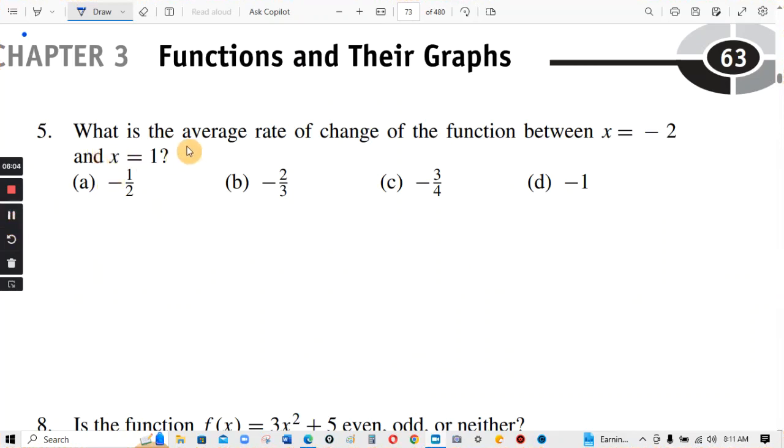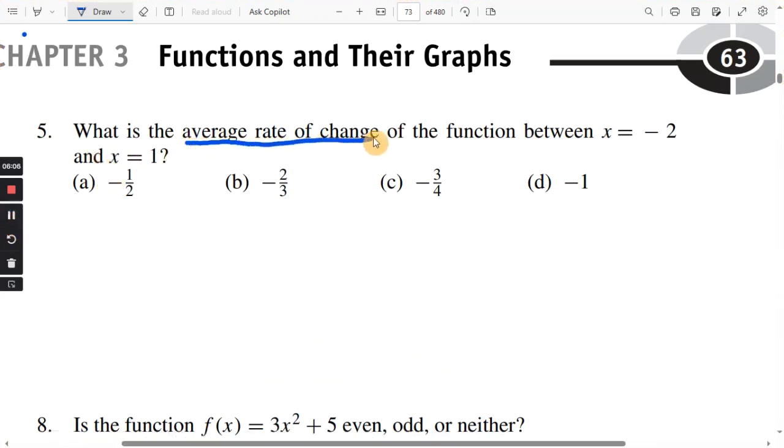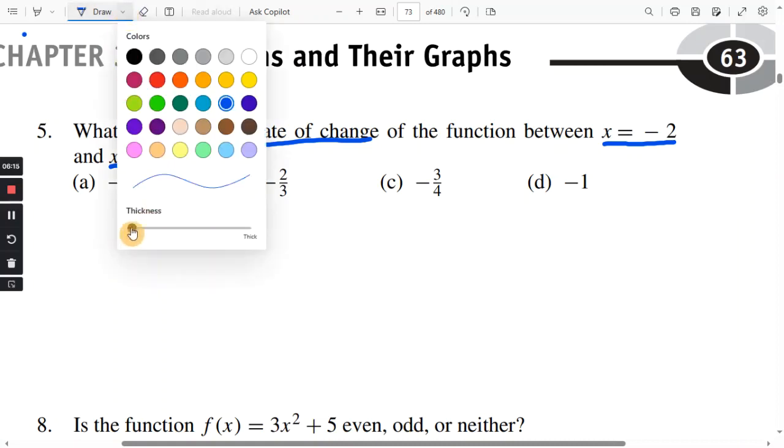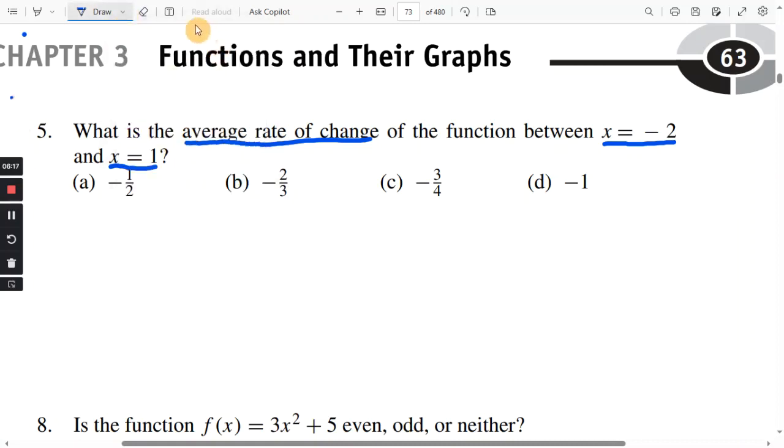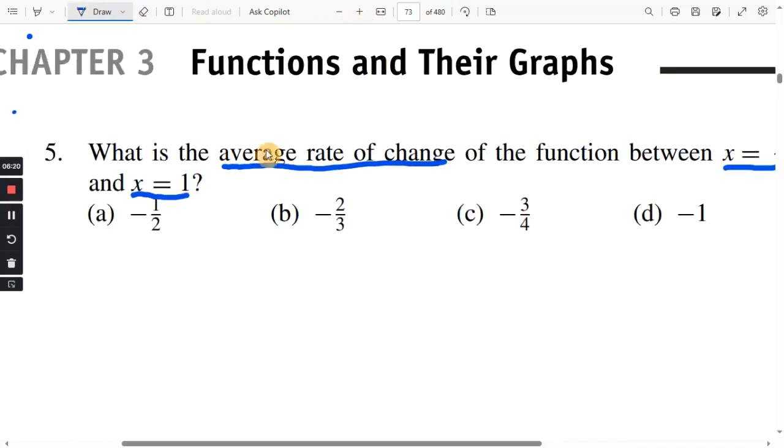Number 5, what is the average rate of change of the function between x equals -2 and x equals +1? All right, so for average rate of change, that's just the same as the slope. Okay, so we know the formula for slope is the change in y divided by the change in x.